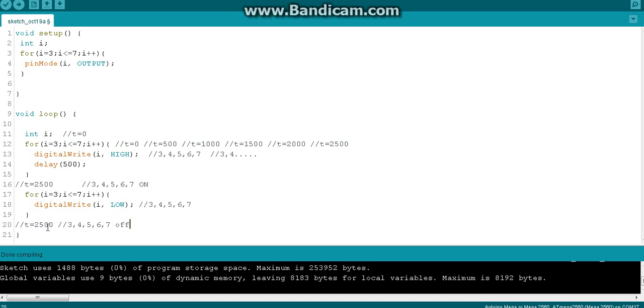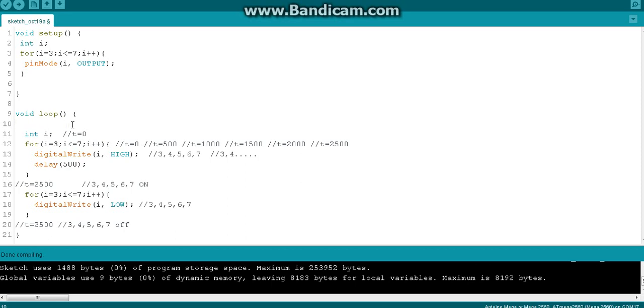Okay, now let's check. We switched off all these LEDs at t is equal to 2500 at this time, because there's no time delay from here to here. No time delay, so we switched off everything at the same time. Now what will happen? The next void loop iteration is going to happen. So this is t is equal to 2500. When we come to this line, still t is equal to 2500. Why? Because there is no manual delay.